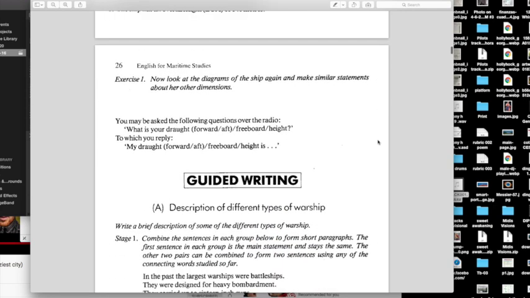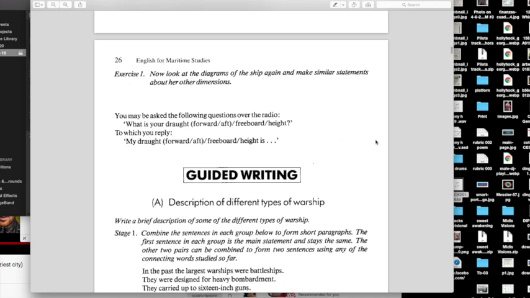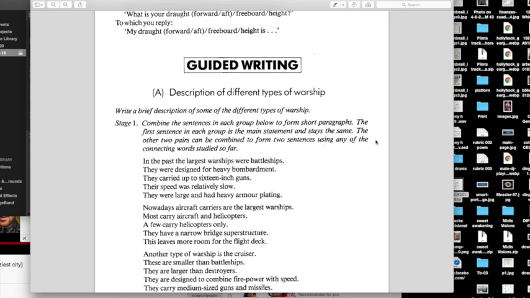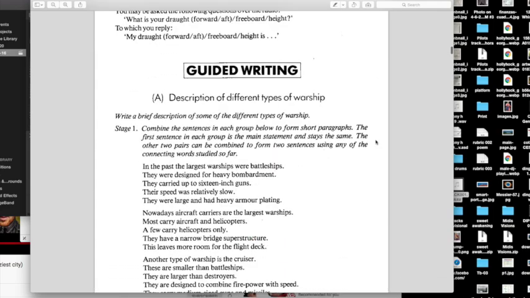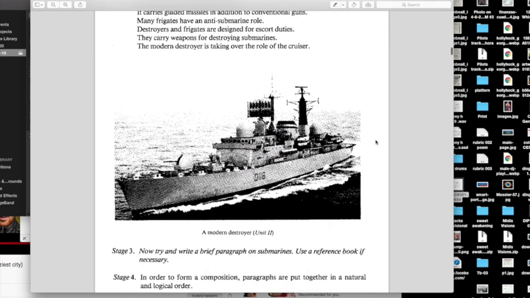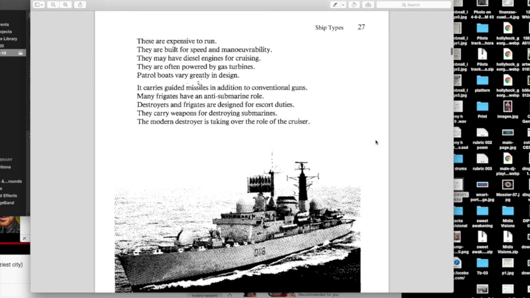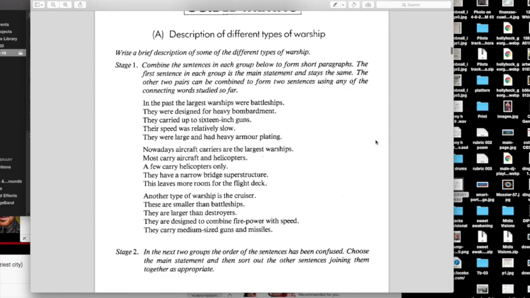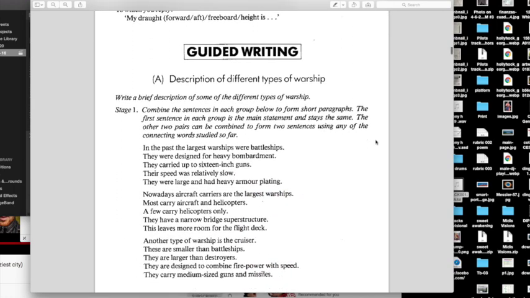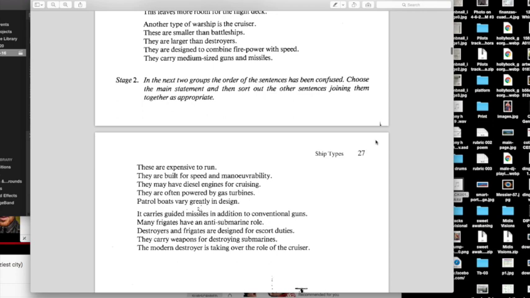Okay, when it comes to the final part, here it says guided writing. It says, look at the diagrams of the ship and make similar statements. Okay, this is only speaking. You can do this for yourself. Here it says you're going to use one sentence of each paragraph to form a new paragraph. You don't have to write that down; you can put the numbers. And here it says, in the next 2 groups, the order of the sequence has been confused. You have to put the correct order in the next 2 paragraphs that are here.